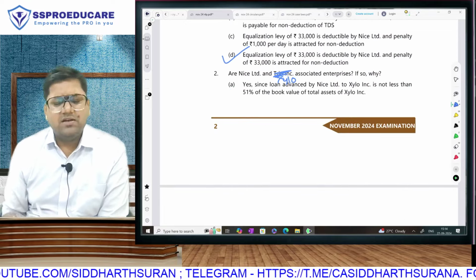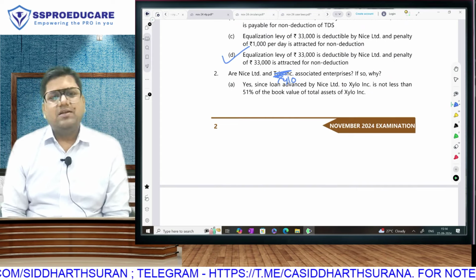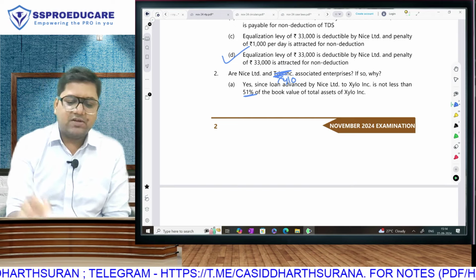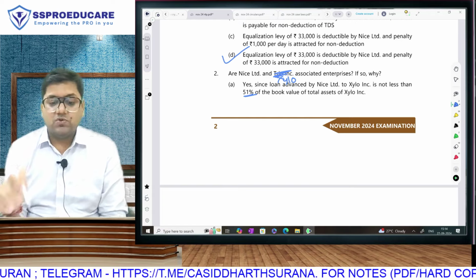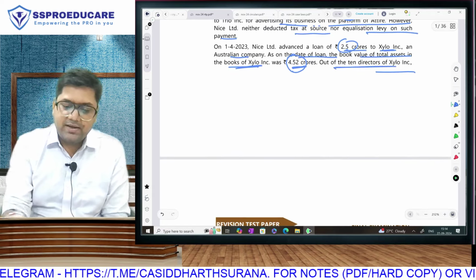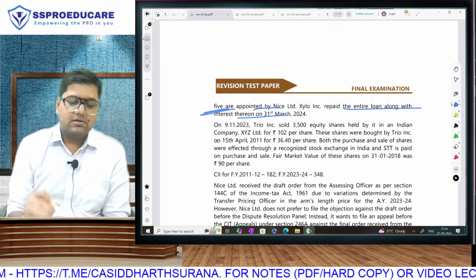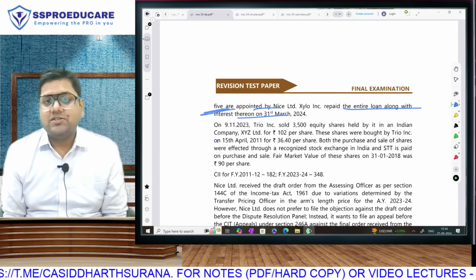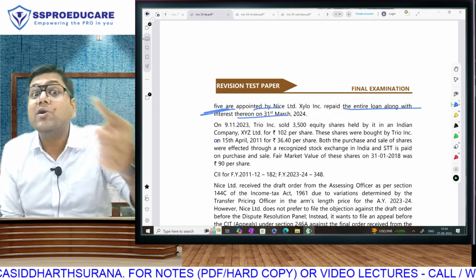And if you see the definition of associated enterprises as per section 92A, first they talk about capital control management. Over there they have mentioned 51% of the book value of the total assets. And then there is also appointment of directors. Out of 10 directors, 5 are being appointed by Nice. We are appointing 50%. But if you go and read the definition of capital control and management in section 92A, it is stated when more than 50%.